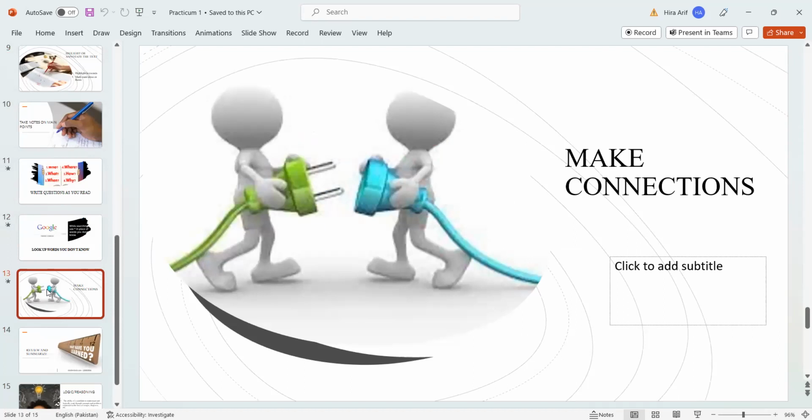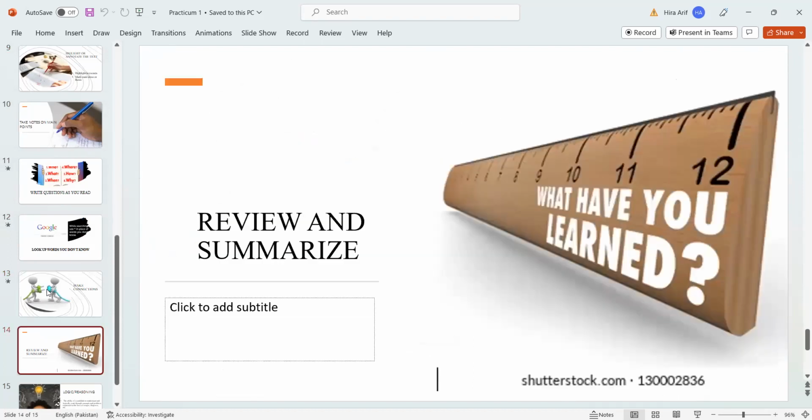Make connections, which is very important. When you're reading, you need to make connections. Review and summarize what you have read, what you have learned. You need to review and summarize.